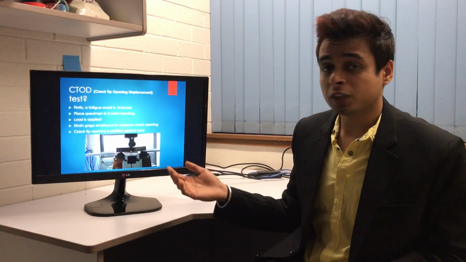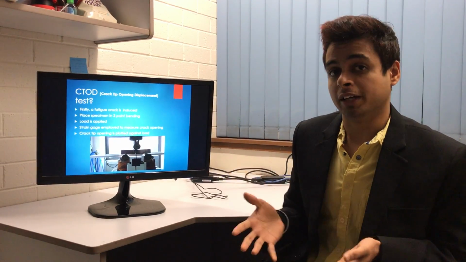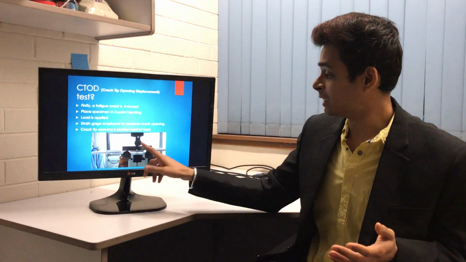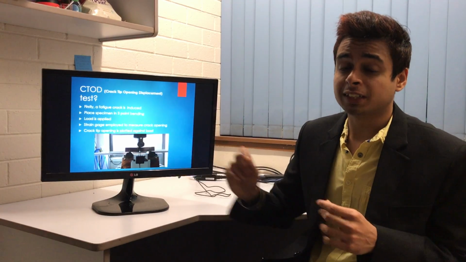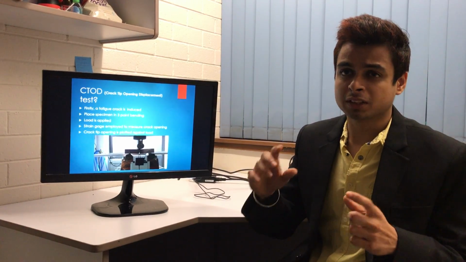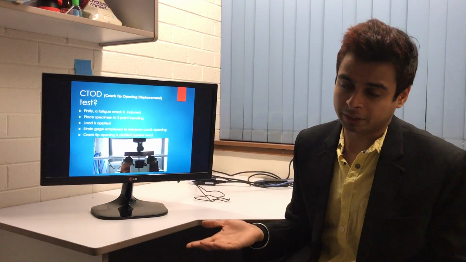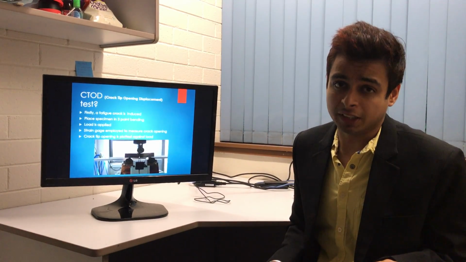breaks. Now what we are doing here is trying to find the resistance of that material to the crack propagation according to the load applied on the specimen. Now there's a clip gauge you can see over here, which is used to measure the opening of the crack. Then once we have loaded it and the crack keeps opening, we plot the graph between the load and the crack opening. This is how we do CTOD test.